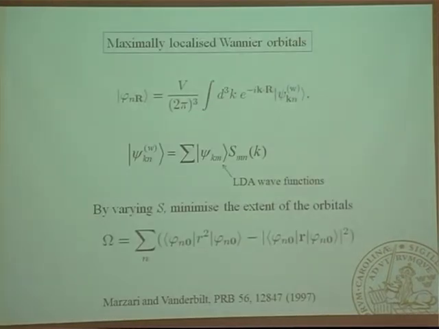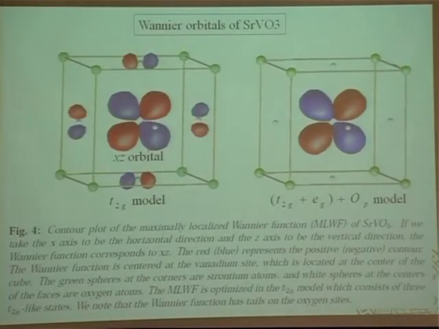So we want to calculate the U for this t2g band. And when we calculate the matrix elements of the U, we use the maximally localized Wannier functions. I think Nicola Marzari has already talked about this. So this is how the Wannier orbital looks for the particular xz orbital. This is the position of the vanadium here.